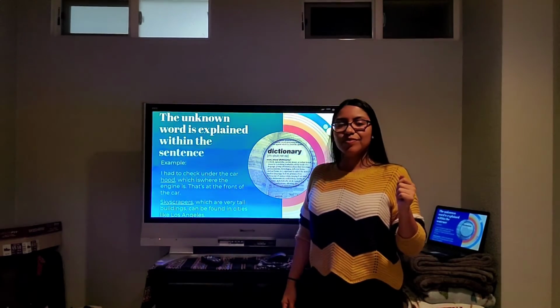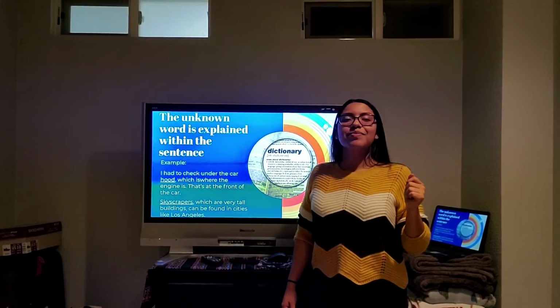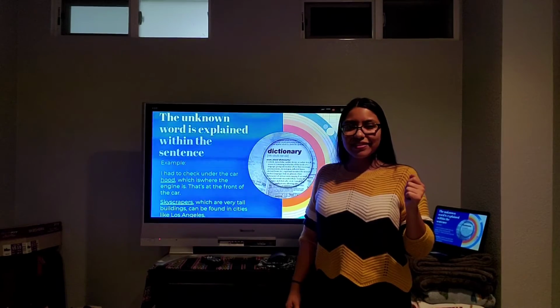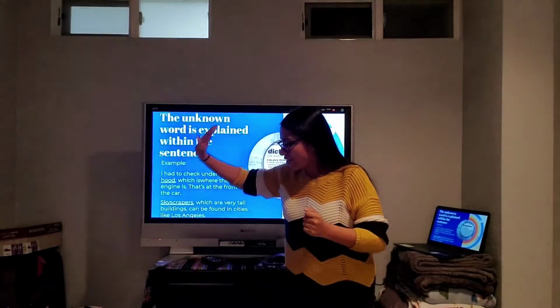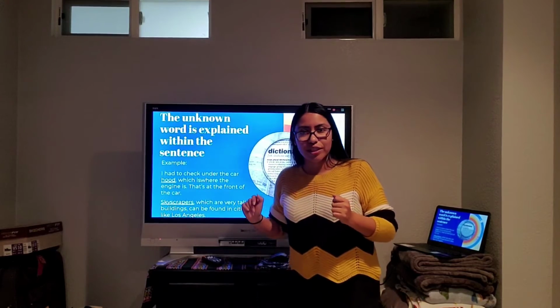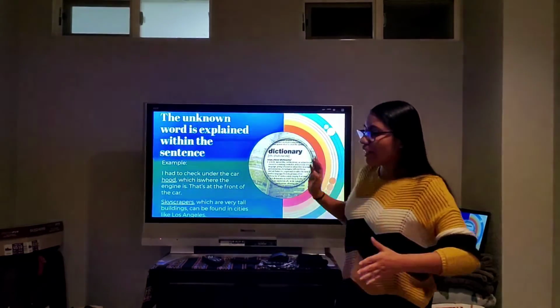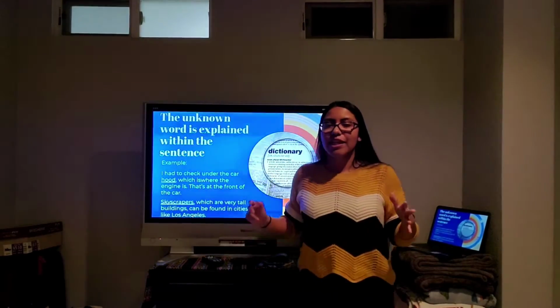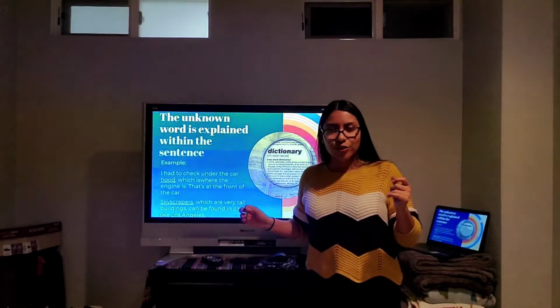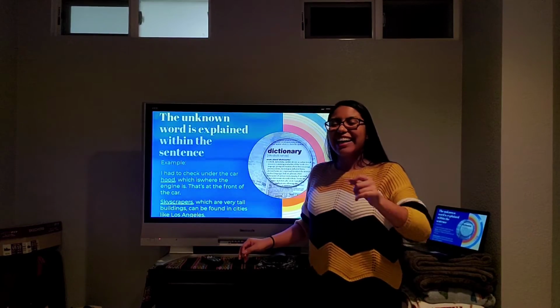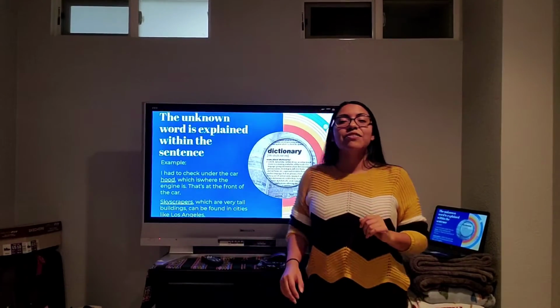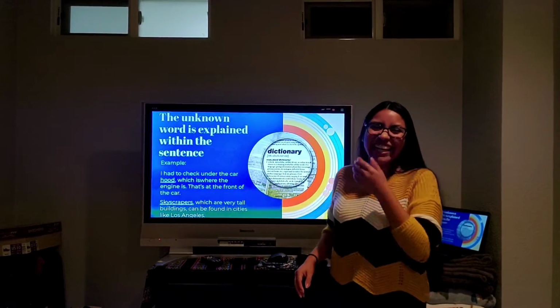Skyscrapers, which are very tall buildings, can be found in cities like Los Angeles. Thank you so much. So yes, we have our unknown word, which is skyscrapers in this case. Can someone give a guess to what the definition for skyscrapers is in this sentence? Very tall buildings. Lovely. That's exactly it.